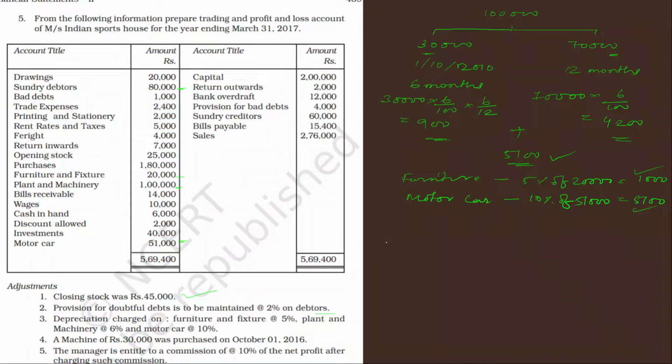Now how to calculate provision? They are telling 2% of sundry debtors. We have sundry debtors of 80,000. Now 2% of this 80,000 is your provision. So that is 80,000 into 2 by 100, you will get 1600. Now manager's commission, that we will calculate later on. Whatever we have calculated, now we will enter it in our trading and P&L account.